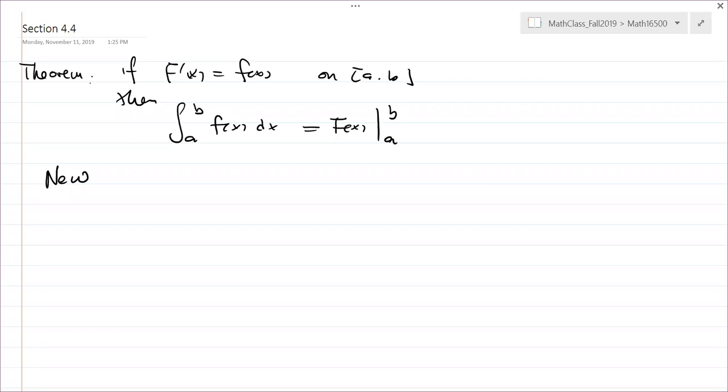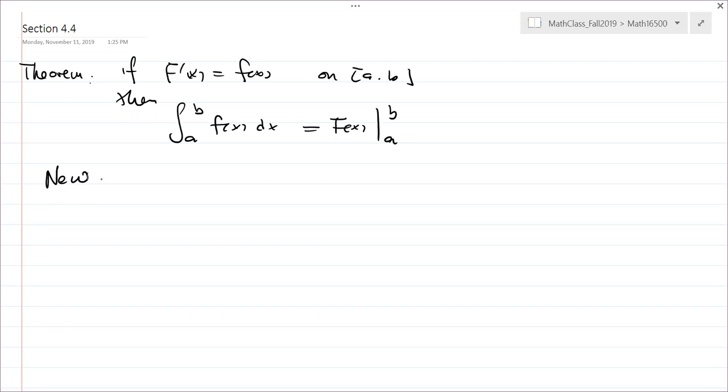Today we're going to use the fundamental theorem of calculus to evaluate a definite integral. The fundamental theorem says that if the derivative of the function capital F equals little f of x, then if you can find one antiderivative, you can use that to evaluate the definite integral.